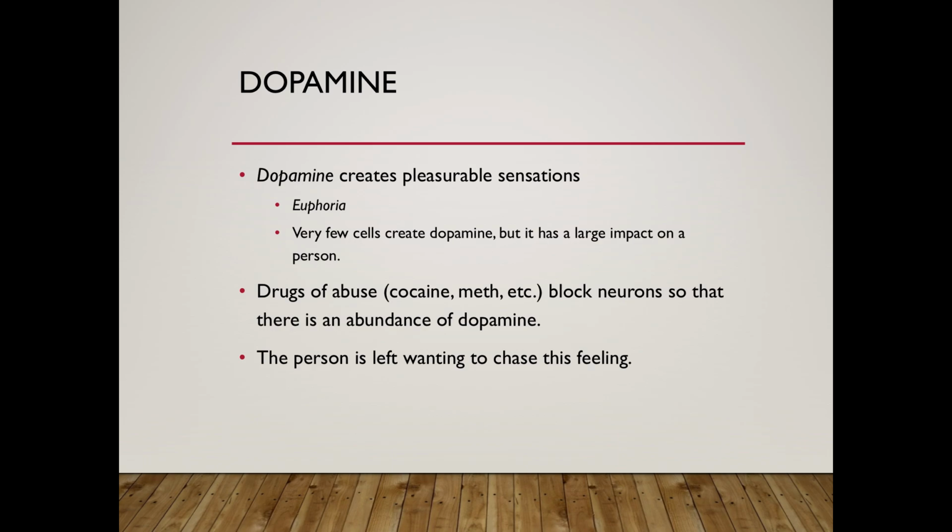When a person gets high, it stimulates those same processes. When a person has sex, eats the food they like, or does something fun, they're happy, and dopamine is released. Very few cells create dopamine, but it's a very influential neurotransmitter. When a person takes certain drugs, such as cocaine, and that'll be the example we use for a few slides, it blocks neurons so that the dopamine builds up. It stays there longer.